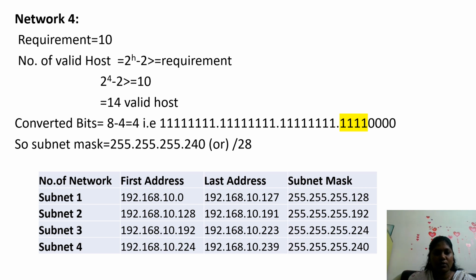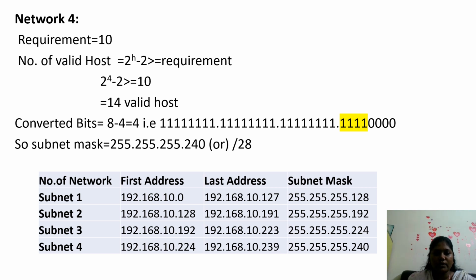Now for network 4, the requirement is equal to 10. The number of valid hosts is 2 power h minus 2 greater than or equal to the requirement, so the value of h is going to be 4. If I make it 3, it becomes 8 minus 2, 6 valid hosts, which is not meeting my requirement. So let me take the next order, 2 power 4 minus 2 greater than or equal to 10, which gives 14 valid hosts.